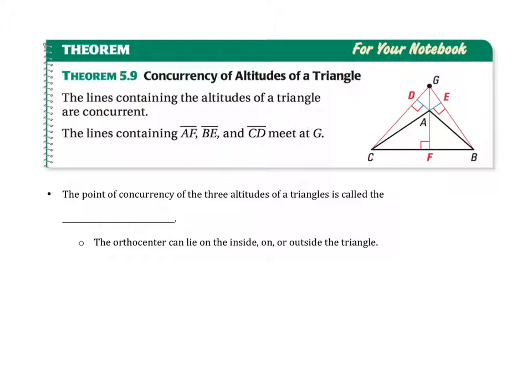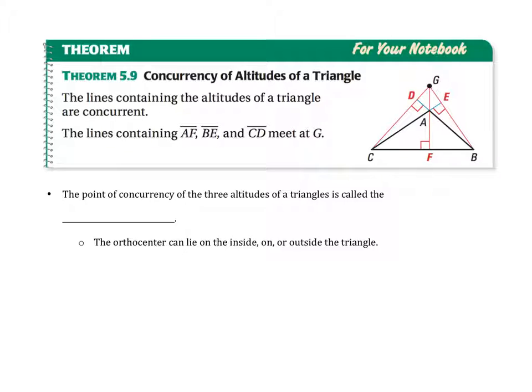And that brings us to our last theorem, the concurrency of altitudes of a triangle. This is much like the concurrency of the perpendicular bisectors, which is called the circumcenter, the concurrency of the angle bisectors, which is called the incenter, and the concurrency of the medians, which is called the centroid. Each one of those has something special happen at that point of concurrency. The concurrency of the altitudes does not have anything special about it. It's just called a certain point.